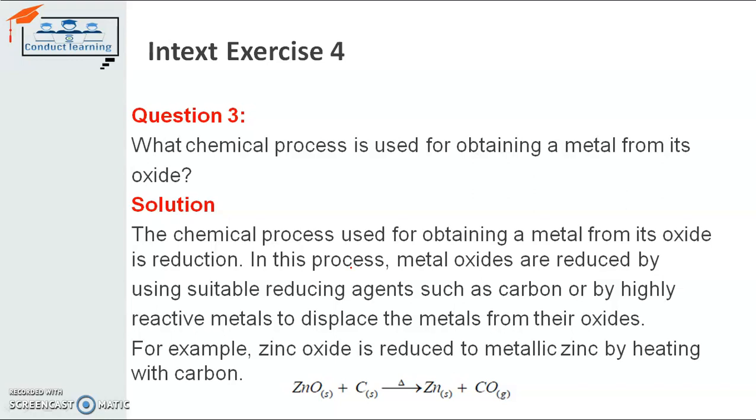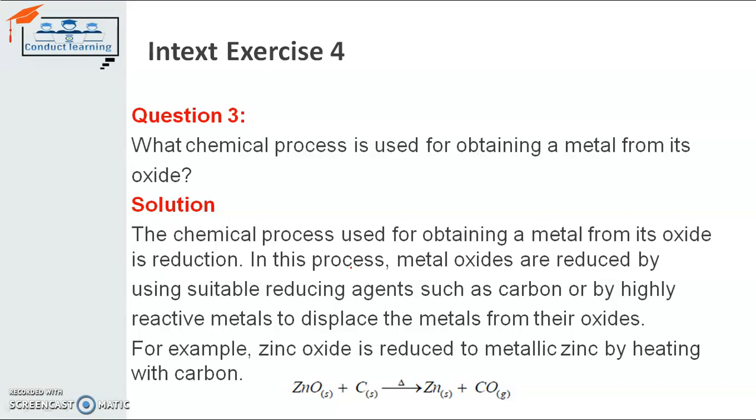That's why we need to extract the metal from its oxide. So we need a reducing agent, as we discussed in the chapter also. This reducing agent will help to break the bond of the metal with oxygen, and we can extract the metal in pure form. For example, zinc oxide is given there. Zinc is a metal which comes in the middle of the reactivity series.